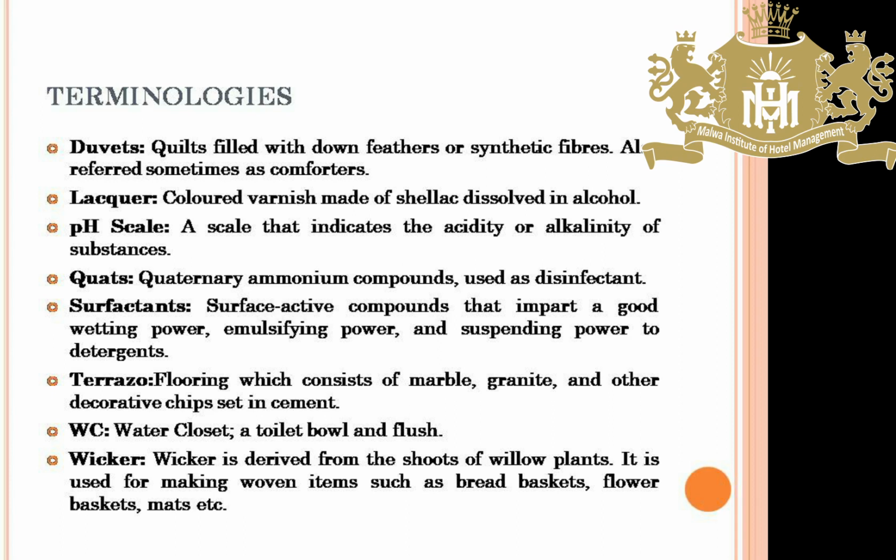Terrazzo: flooring which consists of marble, granite, and other decorative chips set in cement. WC: water closet, a toilet bowl and flush. Wicker: wicker is derived from the shoots of willow plants. It is used for making woven items such as bread baskets, flower baskets, mats, etc.